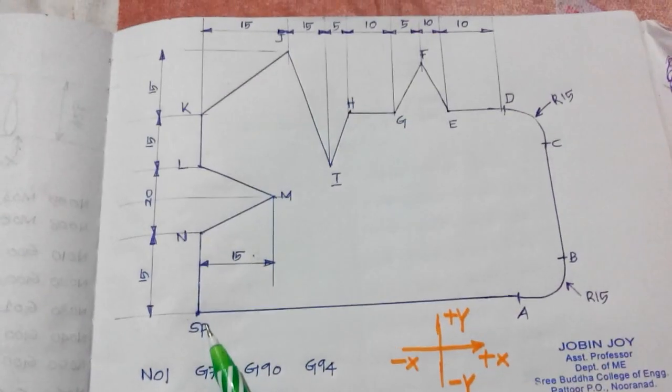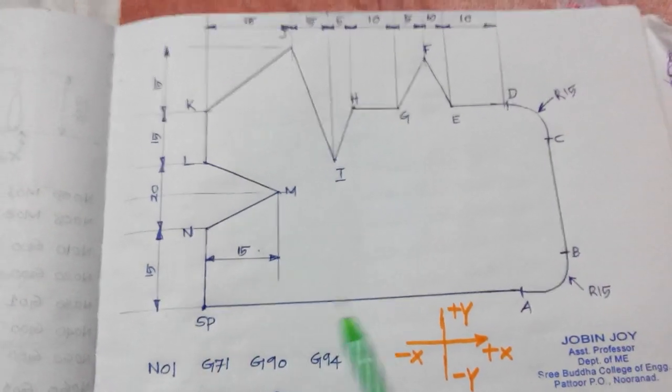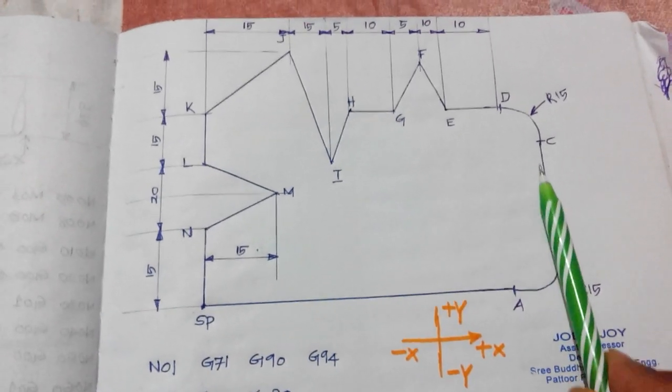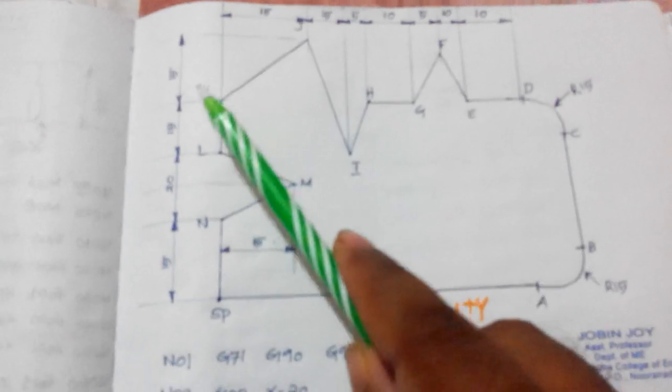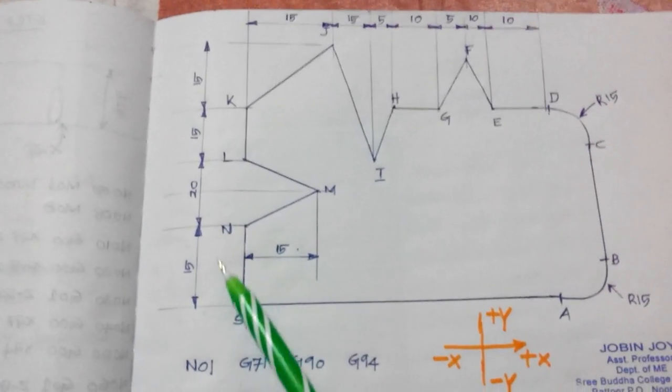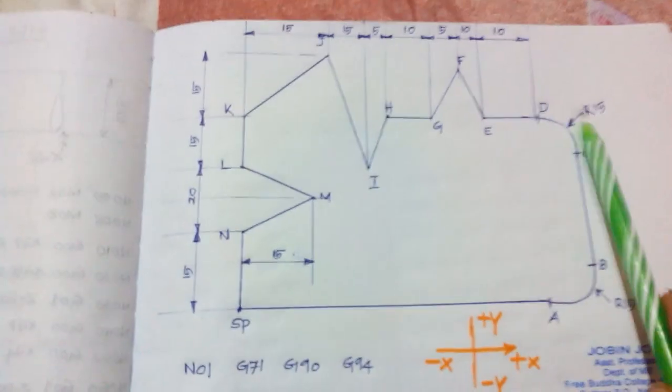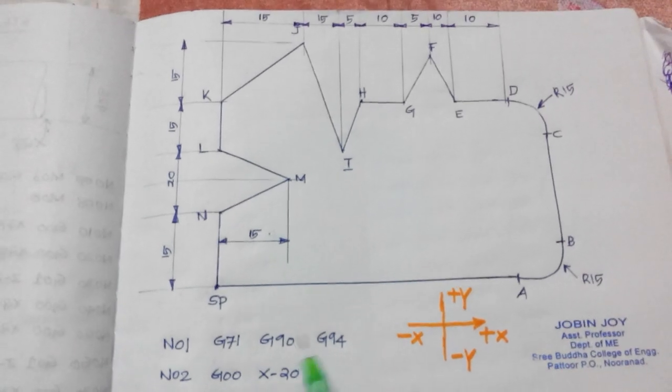See, this is my starting point. From the starting point to A, B, C, D, this is the path of the cutter. The overall dimensions of this piece will be displayed here.